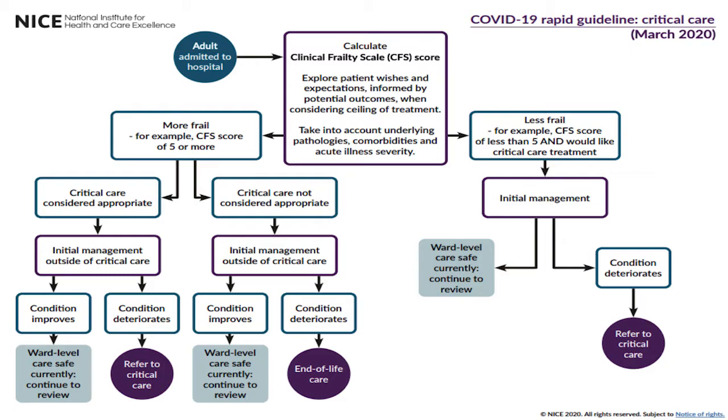If their clinical frailty scale is scoring 5 or more, make an initial plan, manage them on the ward. If their condition improves, continue on the ward. If they are for escalation, as you've already made a decision there, then escalate them when their condition deteriorates and refer to critical care. If you think that critical care is not considered appropriate, continue to manage on the ward. If the condition deteriorates, implement end of life care. And that goes back to our RESPECT document and what you can do in terms of implementing end of life care in the care setting that the patient might already be in.